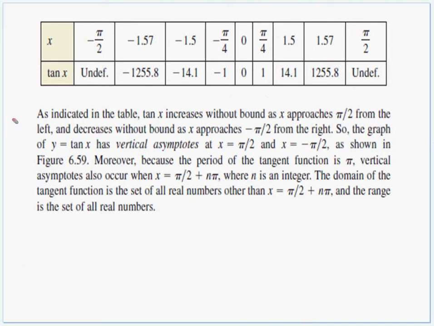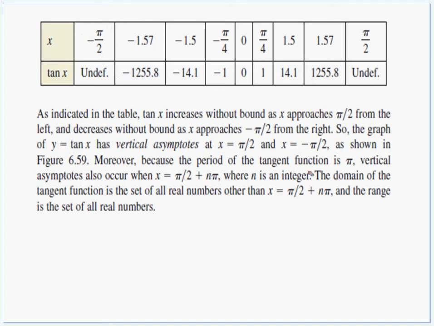So the book says, as indicated by the table, the tan of x increases without bound as x gets closer to that half pi value from the left. And it decreases without bound as we approach negative pi over 2 from the right. So over here we can see a reflection on this side of 0, but now every value is negative. They're the same values, but they have now negatives in front of them. And that happens as we approach negative half pi.